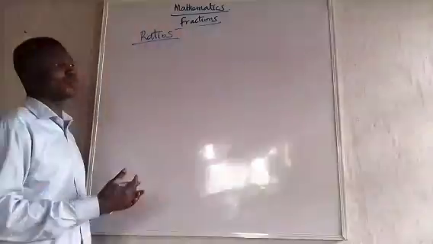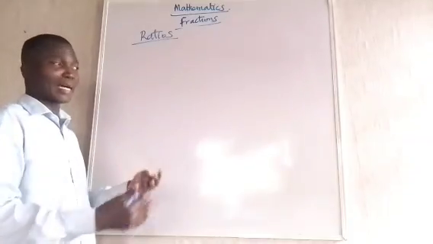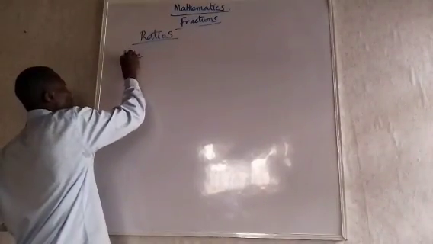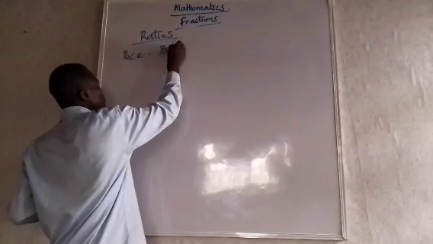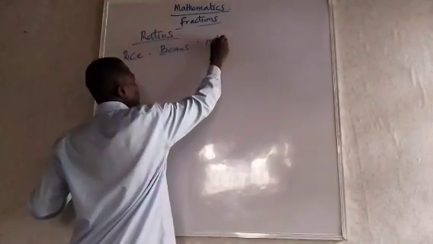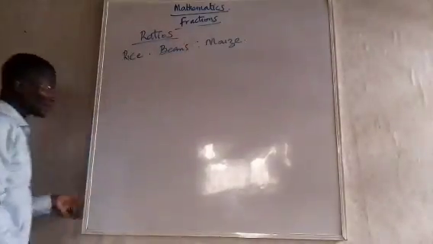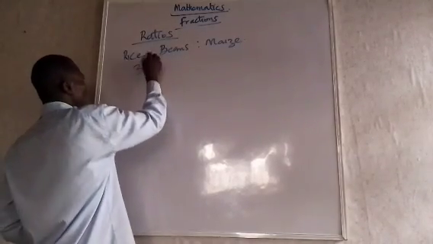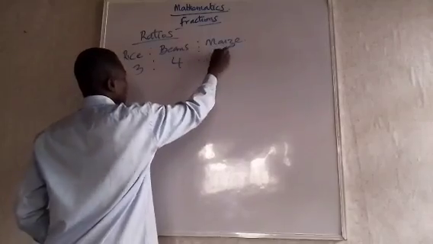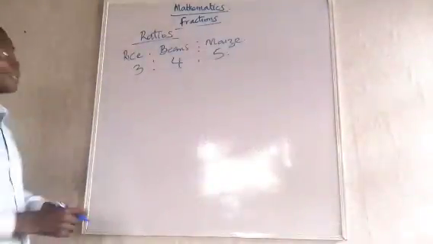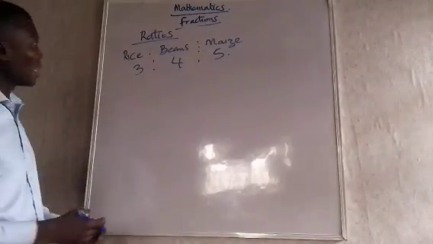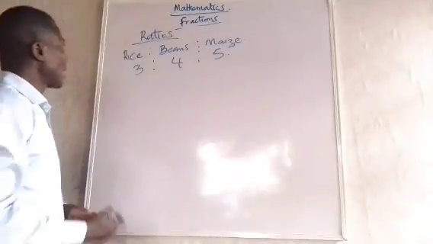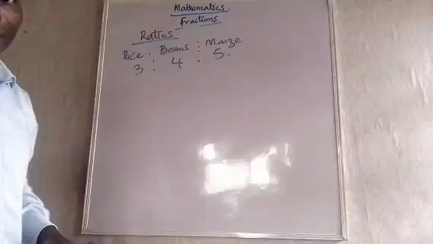If I'm going to have a mixture of rice, beans, and maize, they are in this proportion of 3 to 4 to 5. That is in which proportion? And we can also say they are in this ratio. You understand? At the same time, we can also look at it like this.